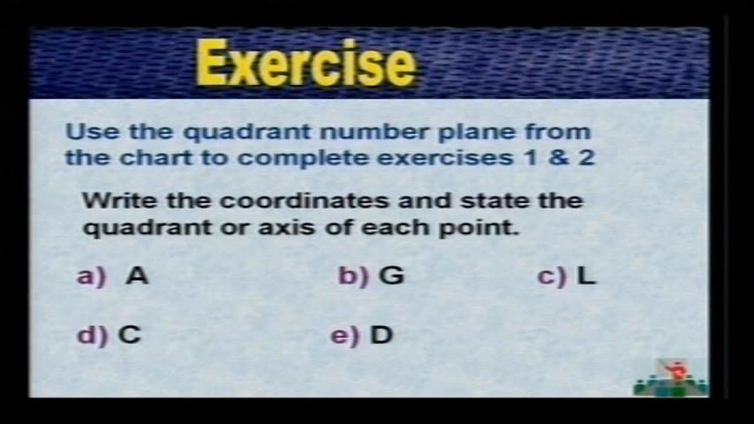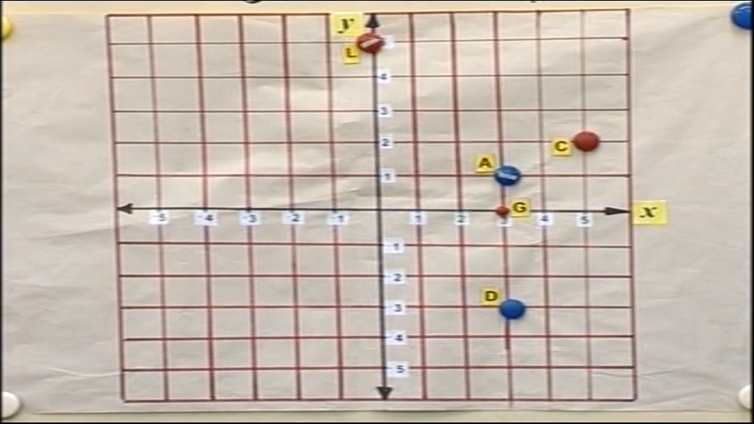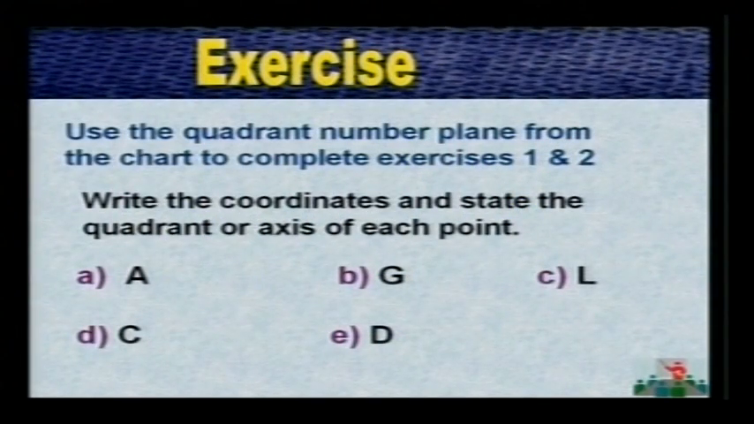Now, students, your exercise is use the quadrant number plane from the chart to complete the exercise. So, you're going to use this quadrant number plane chart here to complete those exercises. Write the coordinates and state the quadrant or axis of each point. The activity is just similar to what we did in our learning activity. It's just that I have twisted the question or the statement around.